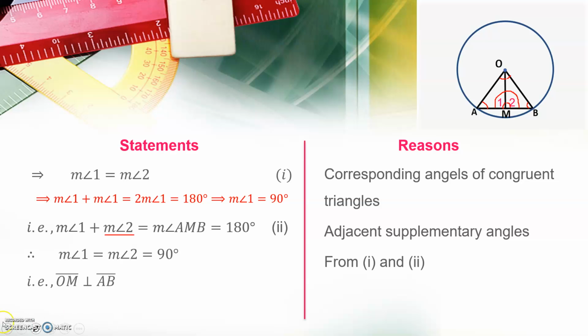So we have proved that OM is perpendicular to AB, as we have proved that angle 1 and angle 2 are both equal to 90 degrees. So it means that OM is perpendicular to AB, as OM makes an angle of 90 degrees with the chord AB. So it means that OM is perpendicular to the chord AB.